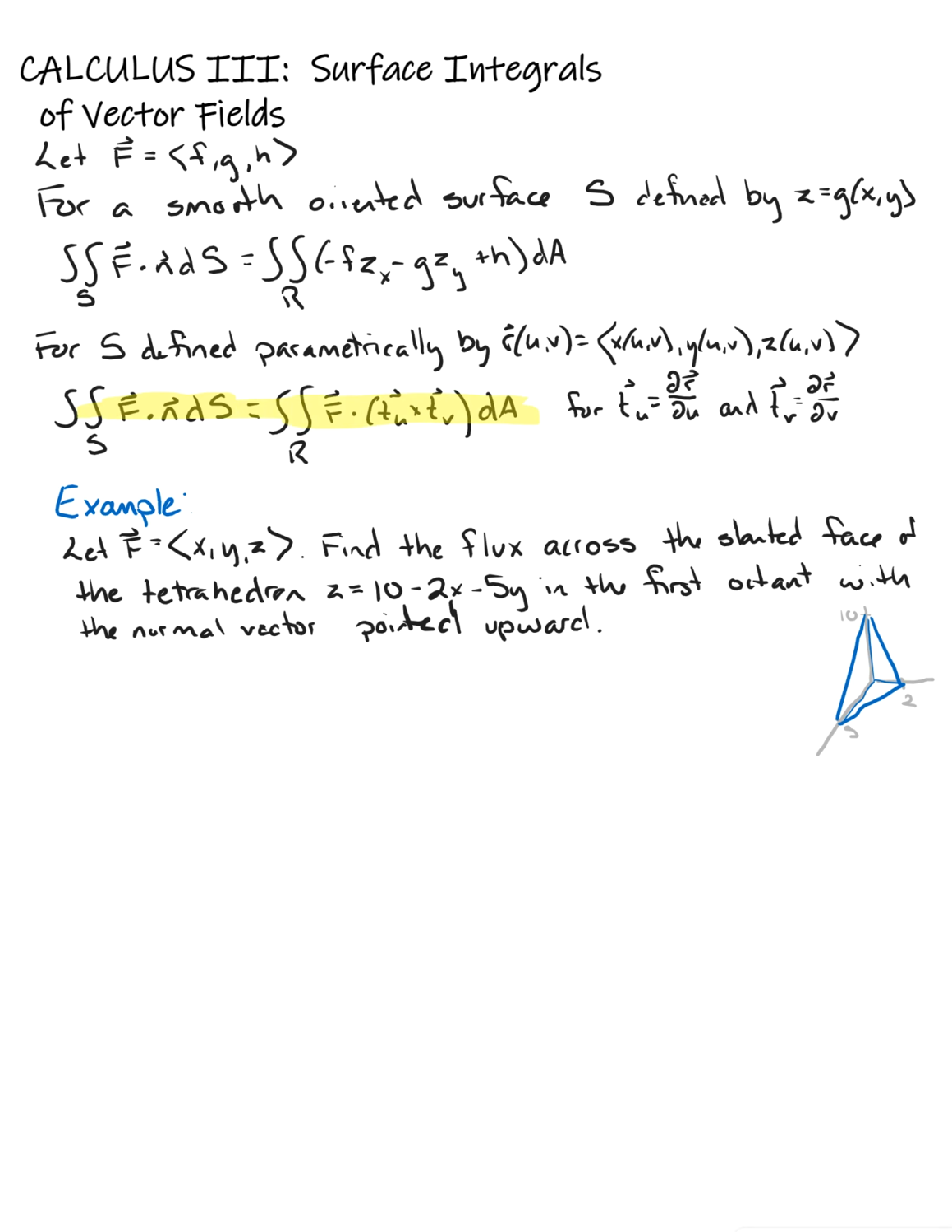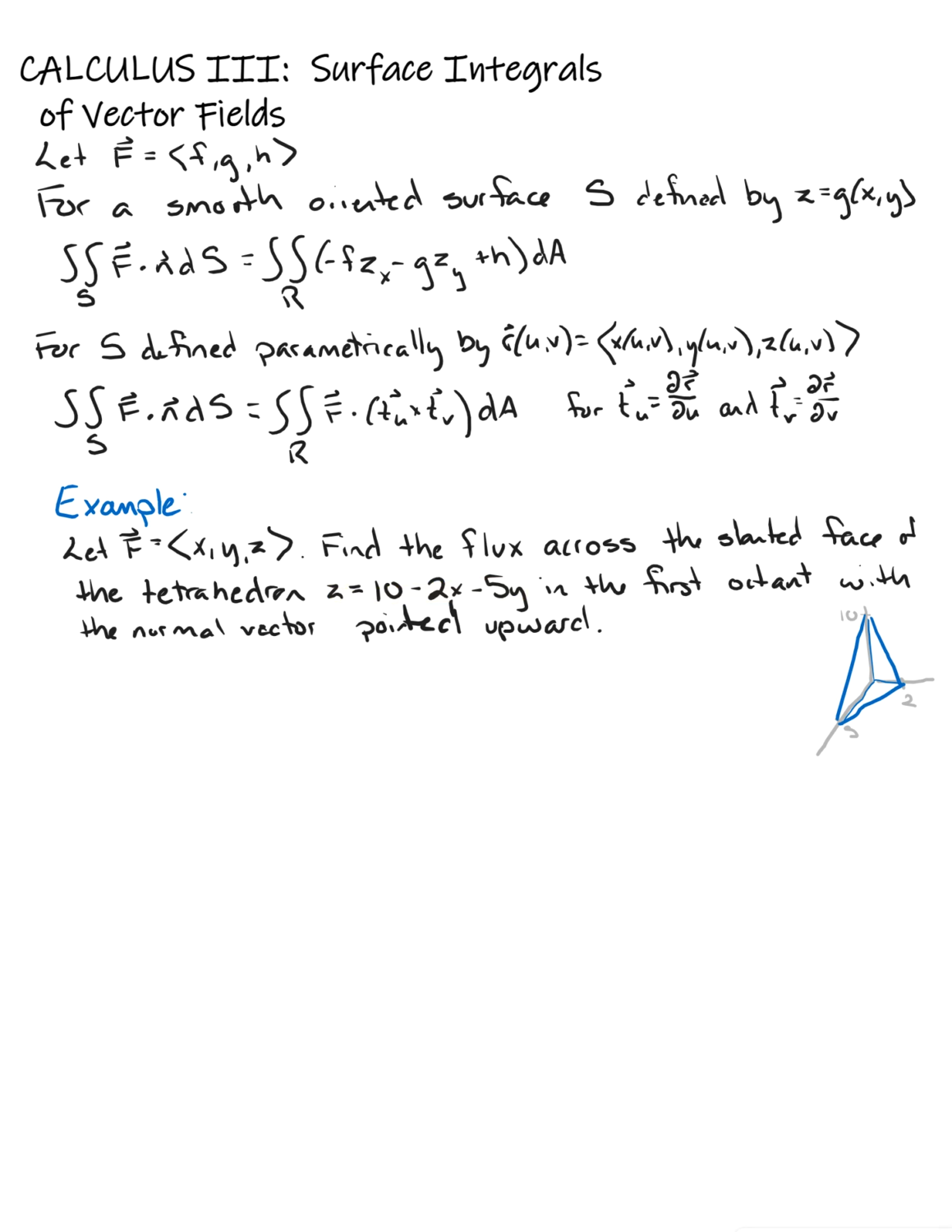So let's try an example here. Let's let F equal the vector x, y, z. We want to find the flux across the slanted face of the tetrahedron z equals 10 minus 2x minus 5y in the first octant with the normal vector pointed upward. To begin with, I do have this tetrahedron graphed right here, so you can see that. You should be able to produce this graph on your own. Hopefully this one's not too bad.